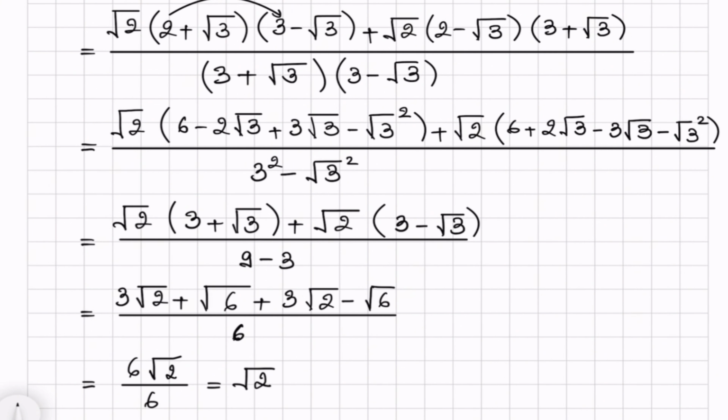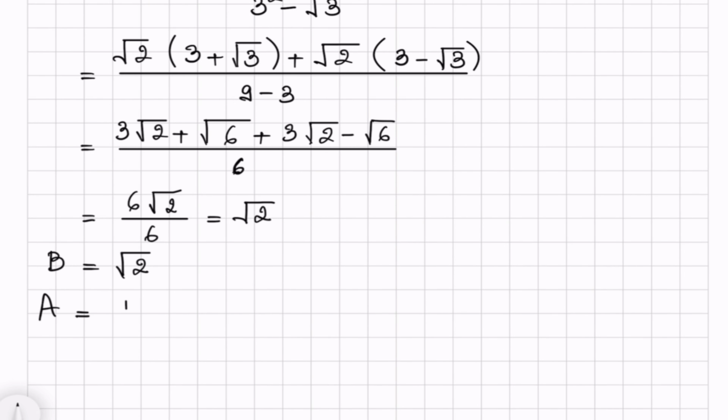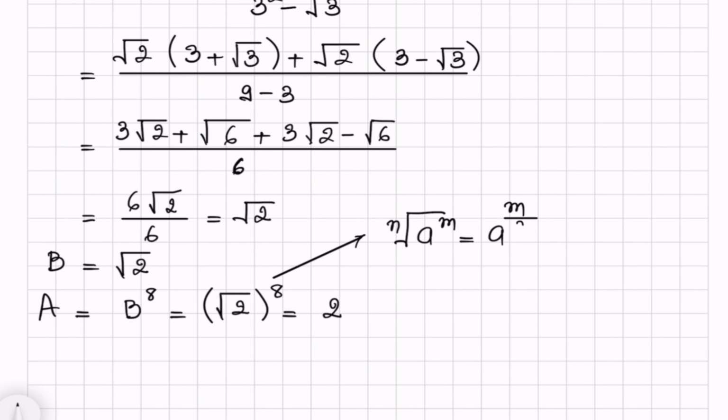So now finally we have found that the expression b is equal to square root of 2, but the expression a is equal to b raised to the power 8, so then we will get square root of 2 raised to power 8. We use the formula like this, we will get m over n, okay, so this is square root, so we will get 8 over 2, then we will get 2 to the power 4, which is equal to 16, so therefore a is equal to 16.